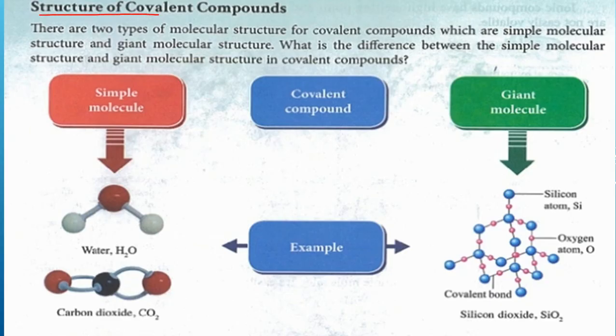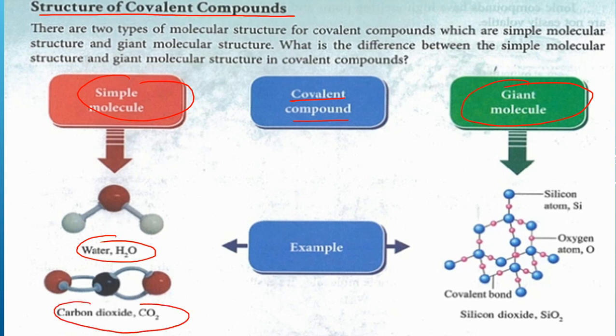Okay, next one, structure of covalent compounds. So we focus on covalent compounds. We have two types of molecular structure for covalent compounds. Okay, simple molecular structure and giant molecular structure. So examples here, simple molecular structure is water, H2O. Another example, carbon dioxide, CO2. An example of giant molecular structure is silicon dioxide, SiO2. So this is giant molecular structure, silicon dioxide.